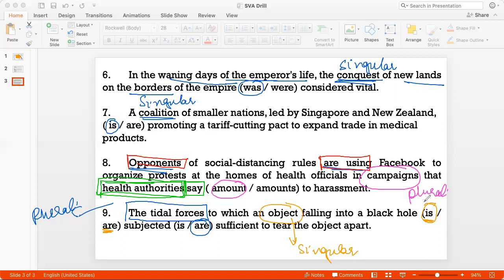So you see here that tidal forces was the noun for the verb are sufficient. And so we said are. And object falling into the black hole. Object is the noun for the verb is subjected. So we chose is.